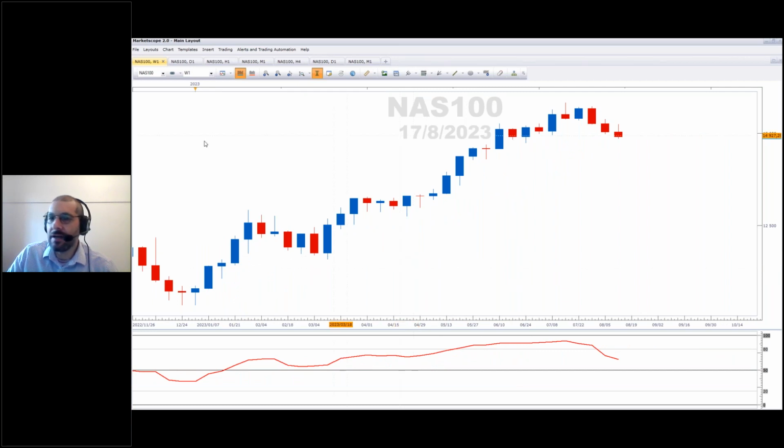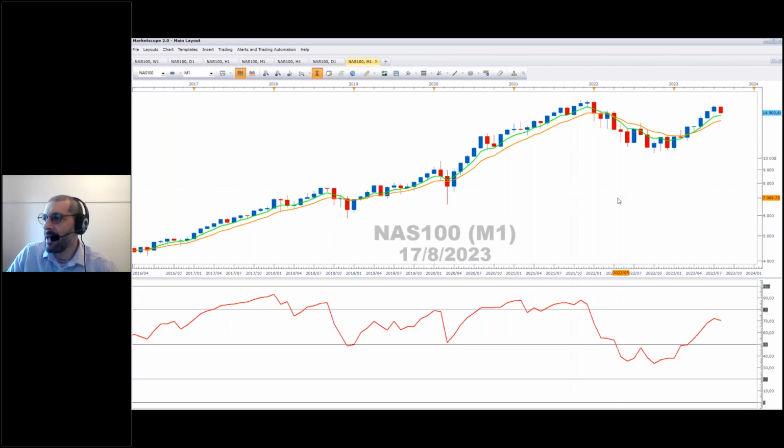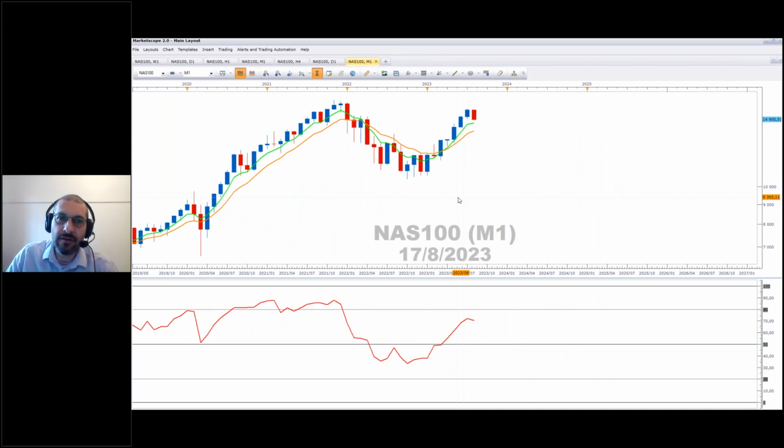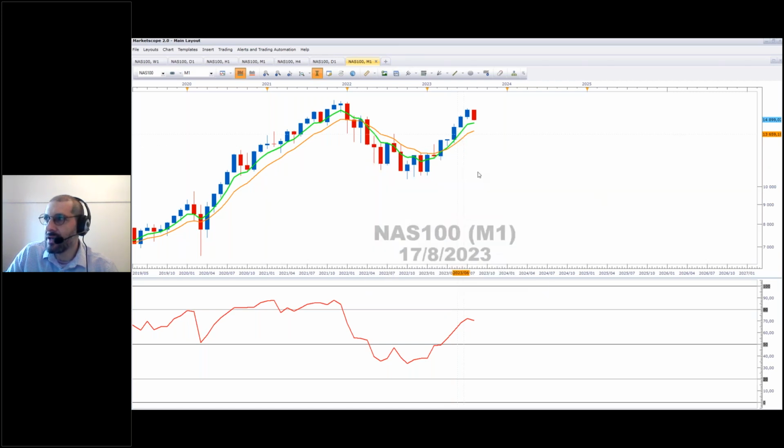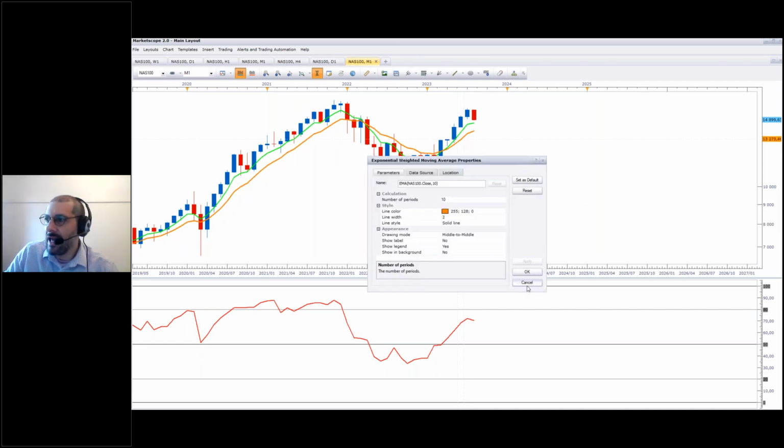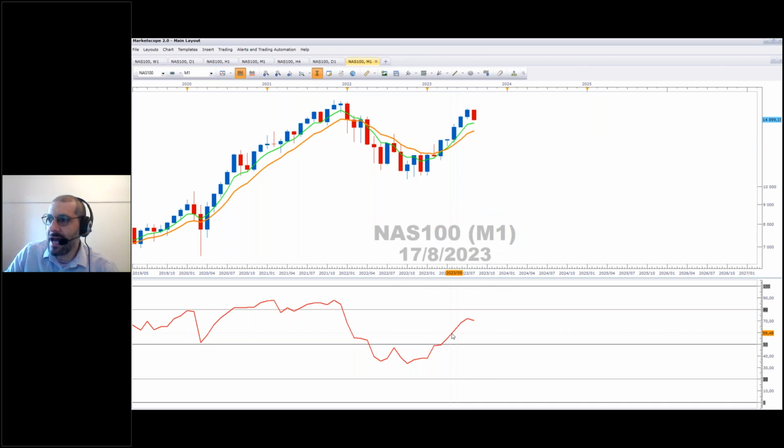Okay, here's the NASDAQ. What we're going to do is a top-down analysis from the NASDAQ. I'd like to go through to the monthly chart first and take a look at some trend following indicators combined with a momentum indicator. What we've got here as our trend following indicators are two exponential moving averages. Just to give you the settings, the green is the 5-month exponential moving average. The orange is the 10-month exponential moving average. And the RSI is the momentum indicator we're going to be using.